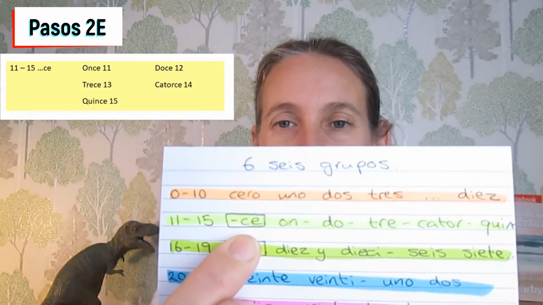Bien? El segundo grupo. El segundo grupo is just 11 to 15, and they all end in ce. So we have 11, 12, 13, 14, 15. 15 means quince. It looks like it would be said with a Q, but because the QU makes a K sound, it's quince. Bien? If you want to repeat los números conmigo, rewind the video.